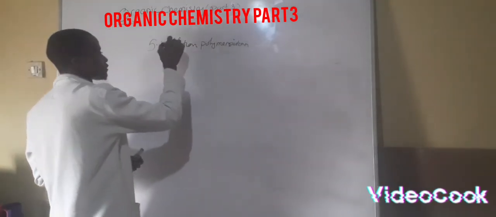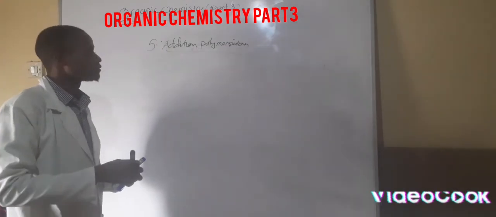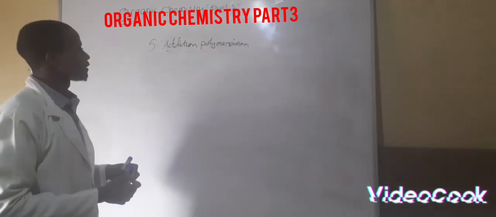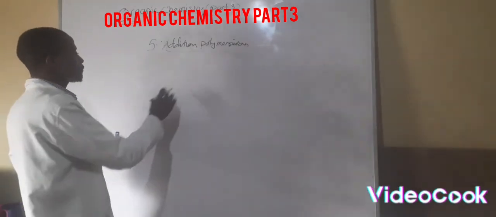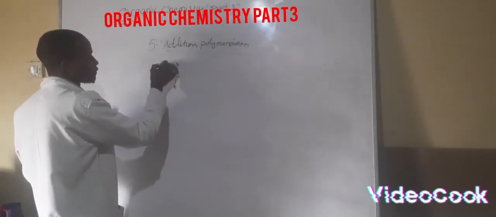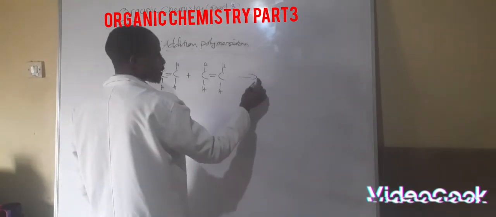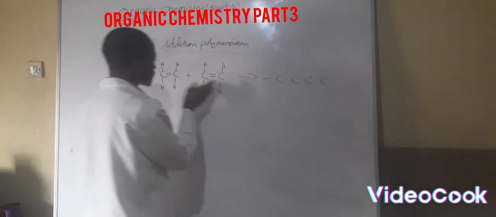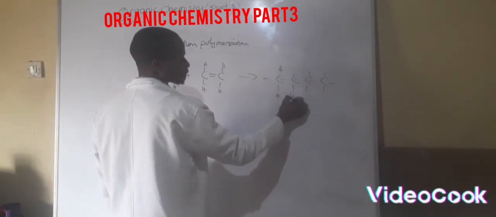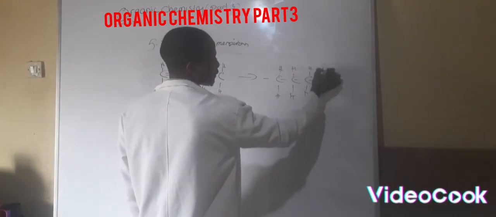As I said earlier, addition polymerization is the process of adding monomers to form polymers. So polymers are made from the addition of alkenes. For example, when we add an alkene plus an alkene of the same type, in this case, let's use ethene, ethene plus another ethene, we are going to have a polymer. I've added four carbons, so there'll be four carbons there. Single bonds go between the carbons. Now, this is a polymer which has been formed.